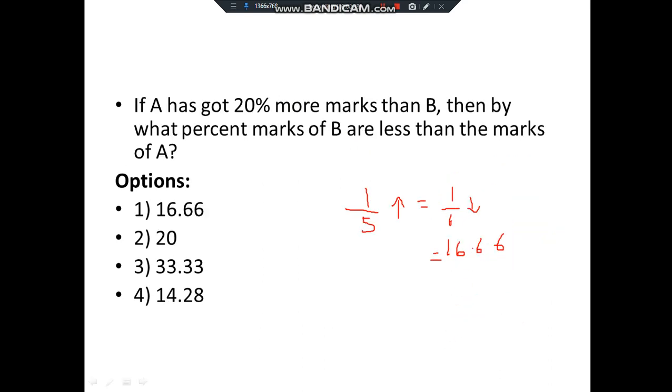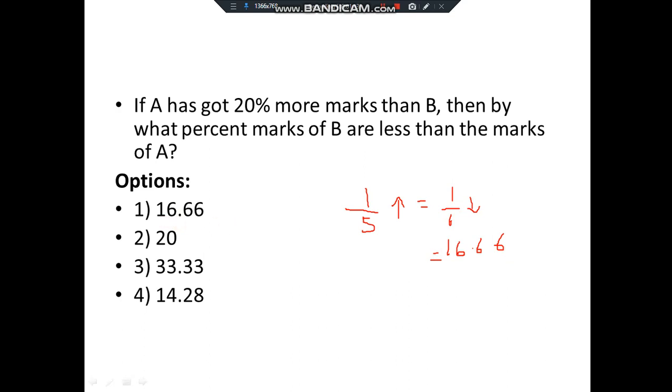Next question, if A has got 20% more marks than B, then by what percent are the marks of B less than the marks of A? So similarly, 20% is nothing but 1 by 5. It is an increase. So a decrease of B, how will we find? So 1, keep the numerator as such. Since it is an increase, add numerator and denominator, which is 1 plus 5, which is 6, and write it in the denominator. 1 by 6 decrease. So when you convert it into percentage, 1 by 6 is nothing but 16.66.